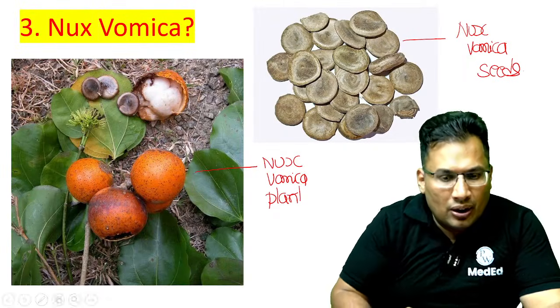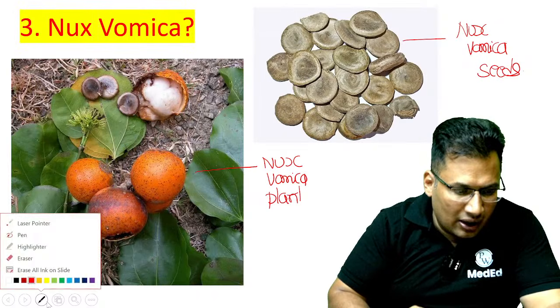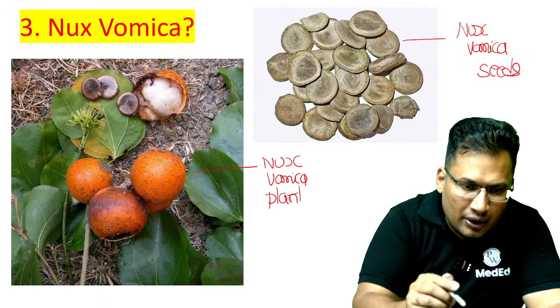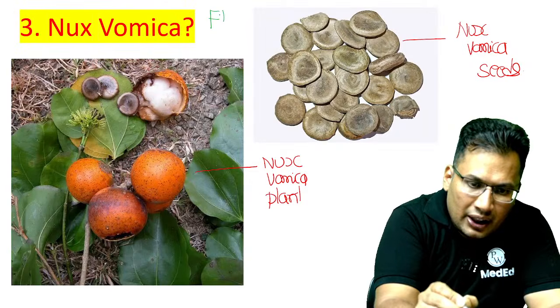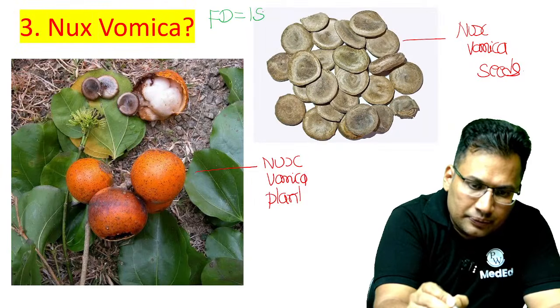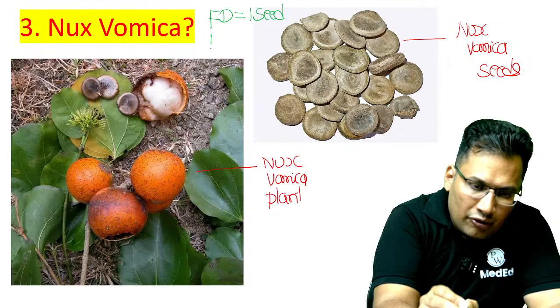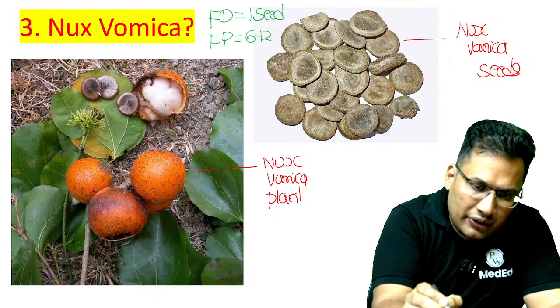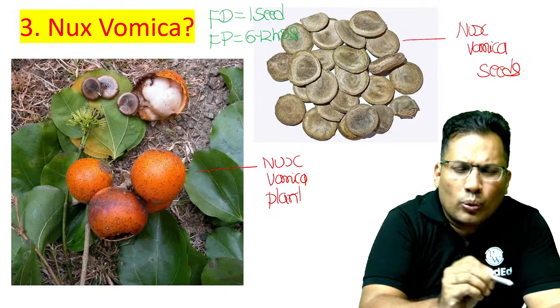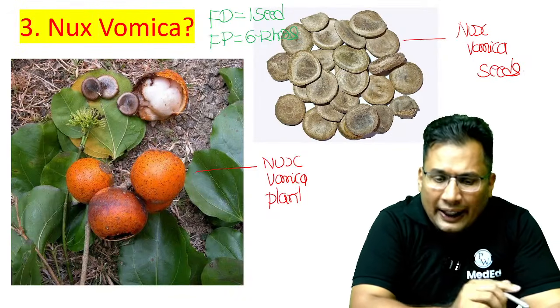Now, what is the fatal dosage? Fatal dosage is 1 seed. Fatal period is 6 to 12 hours, up to 24 hours. Mechanism, you have to write.